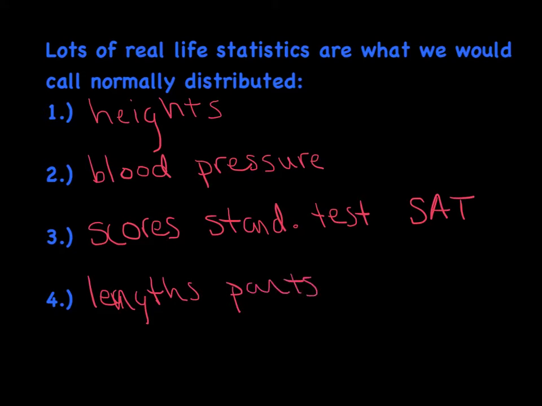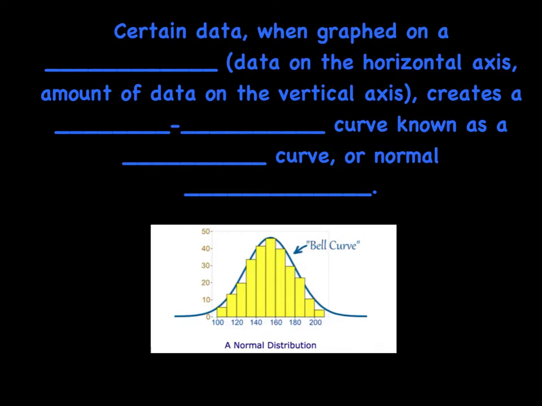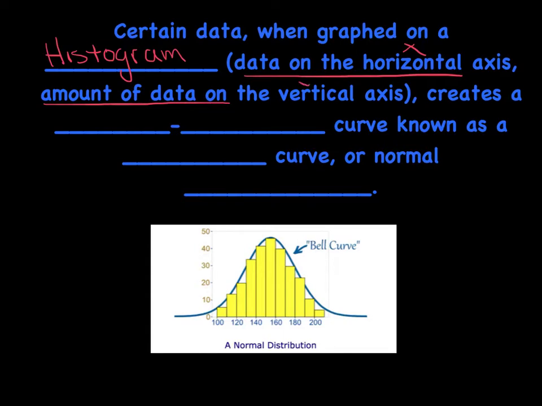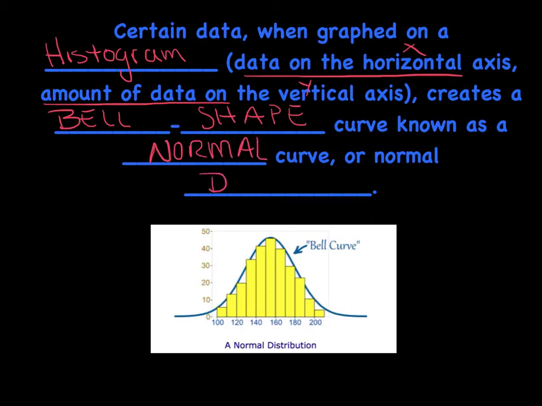But before we dive into any examples, we're going to talk a lot about the chart, that crazy looking graph, and all of its special characteristics. Our first and biggest definition of the day says that certain data, when graphed on a histogram, creates what we call a bell-shaped curve. You probably haven't talked about a histogram in a few years, but here's what a histogram does. You've got your data on the horizontal axis, also known as the x-axis, and you've got the amount of that data on the vertical axis, also known as the y-axis. It's known as a normal curve or a normal distribution.